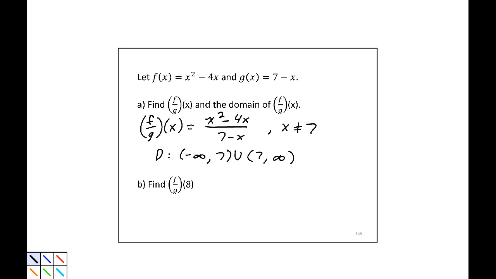Now we can take that function that we just found and evaluate it at 8. So we'll take x squared minus 4x divided by 7 minus x, replacing x with 8. So 8 squared minus 4 times 8 divided by 7 minus 8. And that would be 64 minus 32, which is 32, divided by minus 1, so that f divided by g of 8 is equal to minus 32.